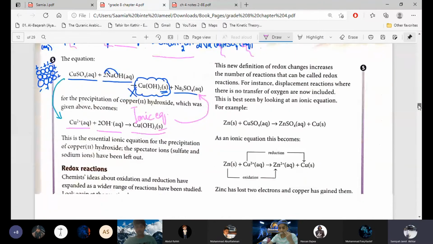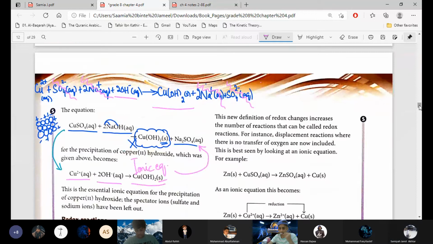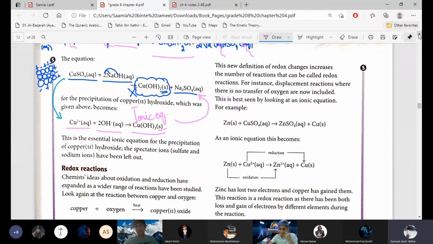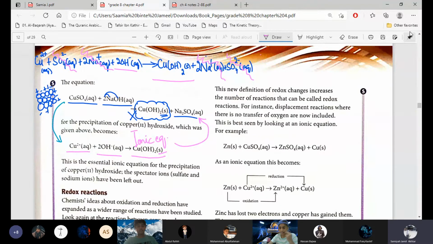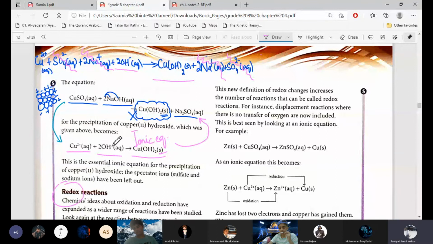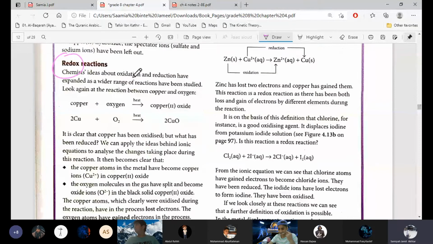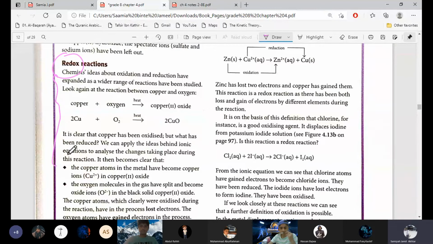Then we have redox reactions. Is it clear, boys? How to write the ionic equation? Yes, ma'am. Yes, sir. Okay. Now the redox reactions. First, on this page, the introduction is written: reduction and oxidation in terms of oxygen, which we already studied. Now we will learn the definition in terms of electrons.